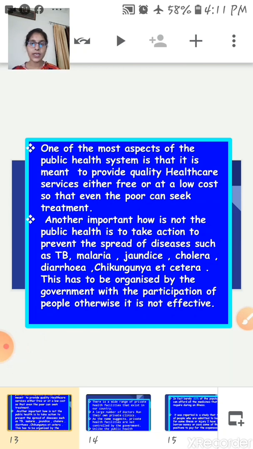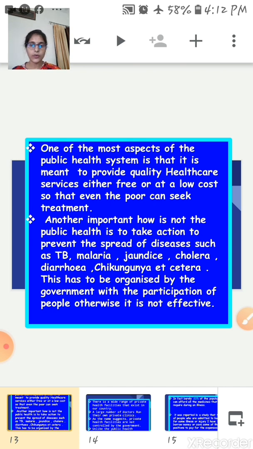Their aim is to make healthcare facilities accessible to all the citizens of the country, mainly poor and disadvantaged people. Second, it is the responsibility of the government to provide quality healthcare services to all the citizens of our country. They provide these services either free or at a low cost to improve the health situation in our country, right?